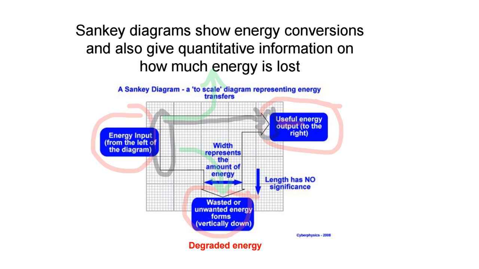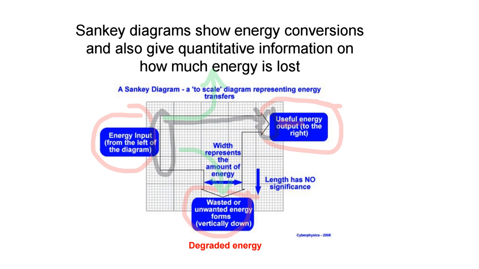So the second thing is, what do we do with wasted energy? We either go up or down, but we veer off the arrow. And then thirdly, how do we quantify it? How do we show the numbers? We show the numbers by using scale diagrams.